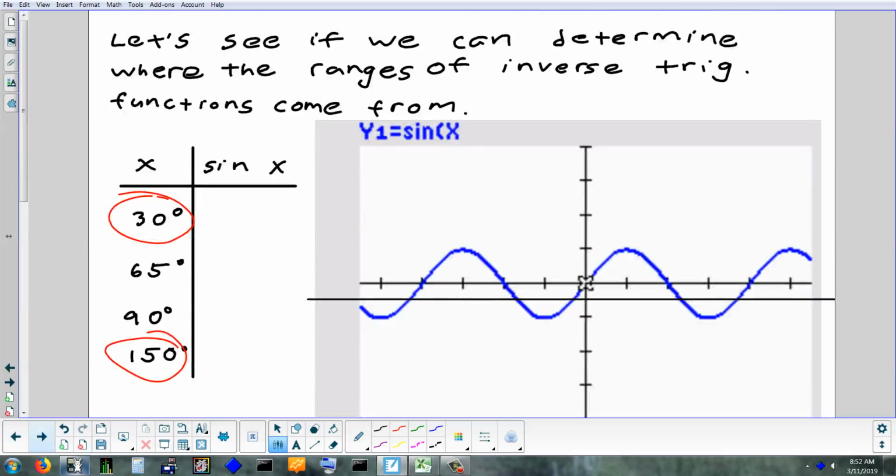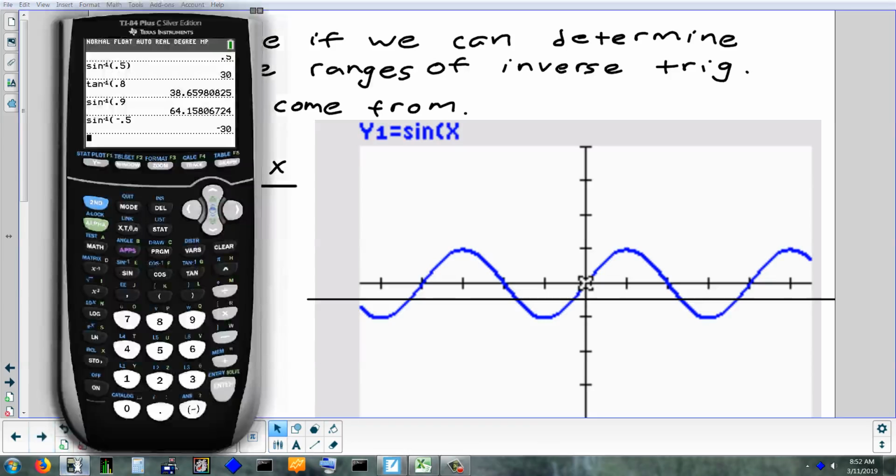All right, what I want to do is I want to make a table of some different trig functions. All right, so I've got 30, 65, 90, 150. Okay, and I'm going to type them all in, and I just want to see what I get. Okay, so let's start with 30. Sine 30, we already did that one, gives me 1/2.